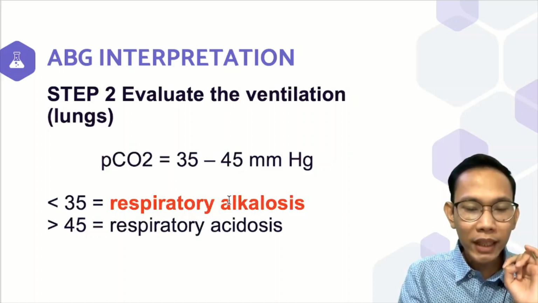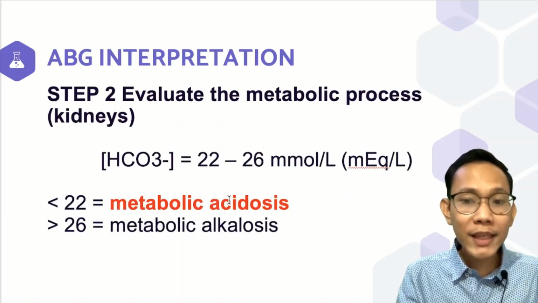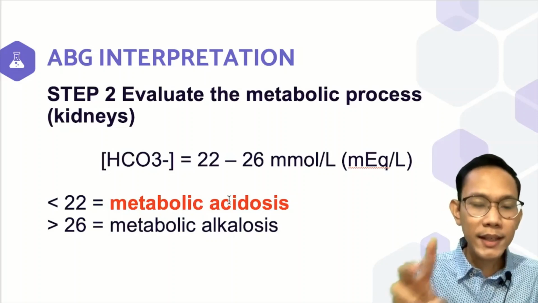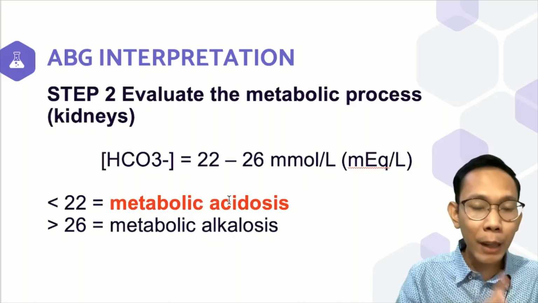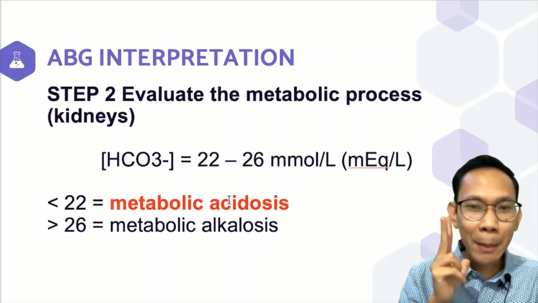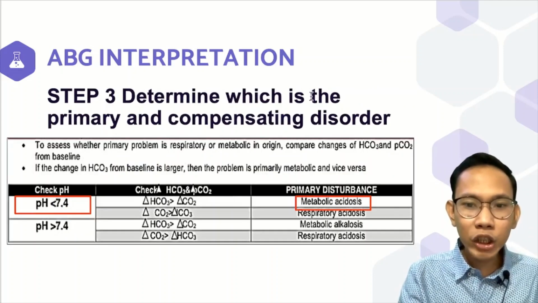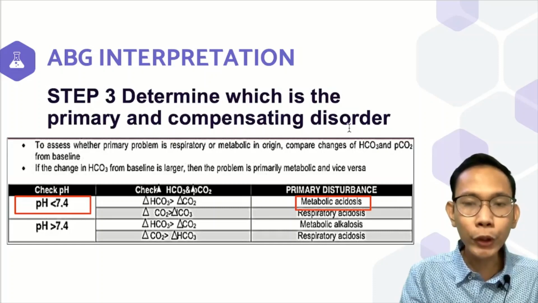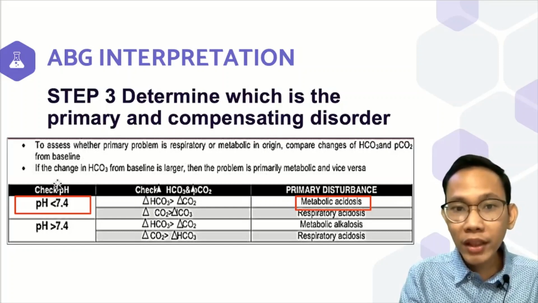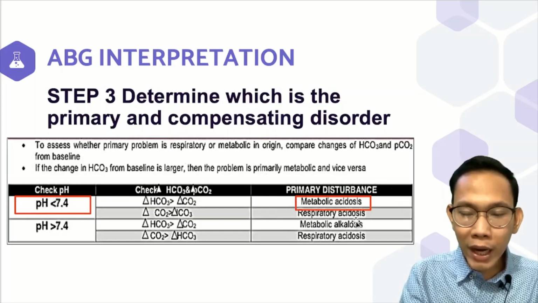Again, sa step 2, na-identify natin na merong respiratory alkalosis and merong metabolic acidosis based on the value of your bicarbonate and your PCO2. Now, the question is, sa step 2 na to, sino kaya ang primary problem? Pag sinabi natin primary problem, sino kaya ang nagkukos ng problem sa ating patient? So, malalaman natin yan through our step 3. Sa step 3 natin, determine which is the primary and compensating disorder based sa ating step 2. Again, check the pH. Ang pH sa ating patient is 7.32. So, dito tayo, 7.4.